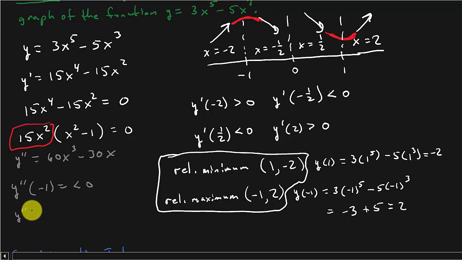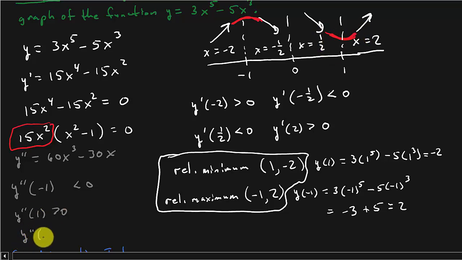And then y double prime of 1, that's 60 minus 30, which is positive. And so for the second derivative test, since the second derivative is positive, that would give me my relative minimum.